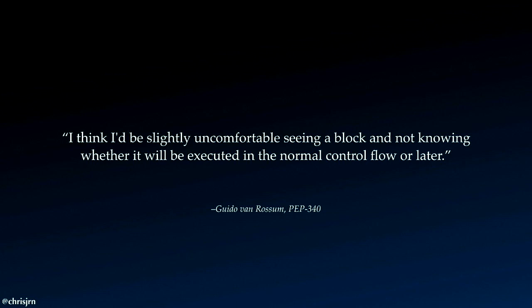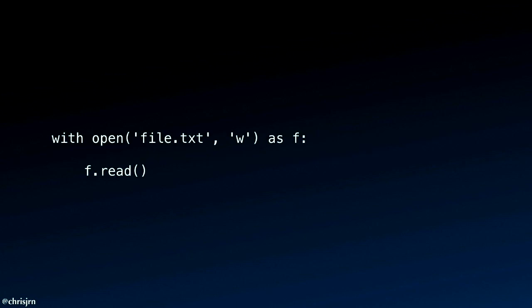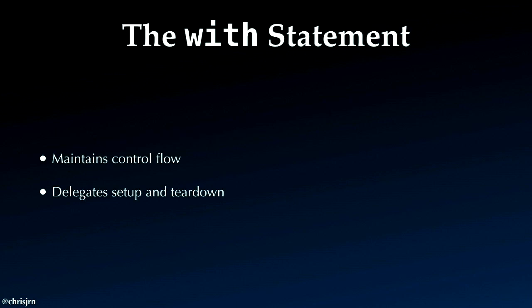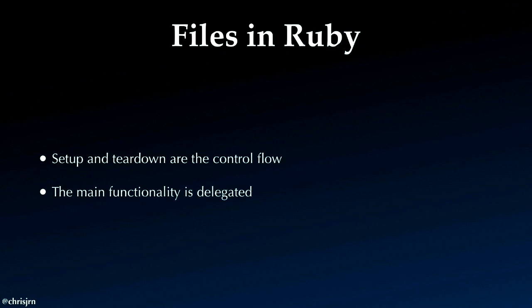Thunks are what we now know as anonymous blocks in other languages. And Guido thought that thunks created ambiguous expectations about what code would do. He said, I think I'd be slightly uncomfortable seeing a block and not knowing whether it will be executed in the normal control flow. And the result of all of this was that we got the with statement. The with statement is a piece of syntax that keeps your main block of code in line within the calling context, but it delegates the setup and shutdown in a predictable way. And this differs from Ruby, where the setup and teardown are part of the main control flow, and the block gets saved for execution at some point in there. It's basically by convention that the in-context block gets executed locally. It's convention, it's not a requirement.